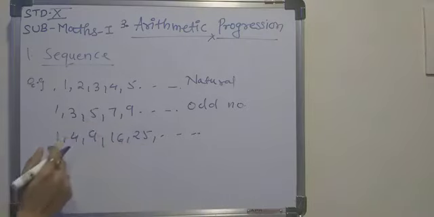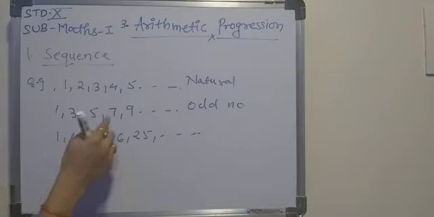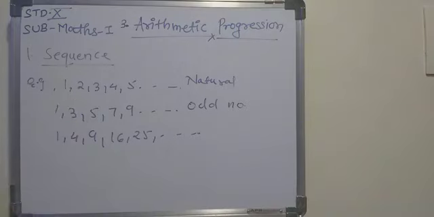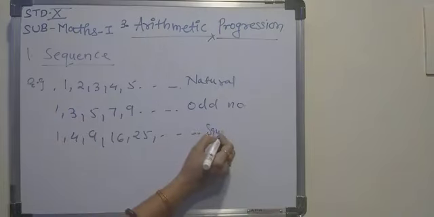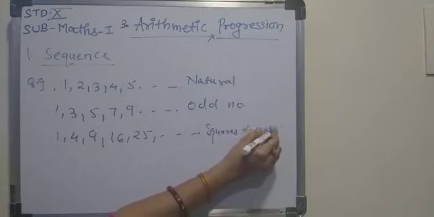Here in this you can see it's odd numbers. When you add 2 to the previous term, 1 plus 2 is 3, 3 plus 2 is 5, 5 plus 2 is 7, 7 plus 2 is 9. Here when you add 1 to the previous term, 1 plus 1 is 2, 2 plus 1 is 3. So basically you are seeing some patterns, some rules in this. So these are the squares of natural numbers.